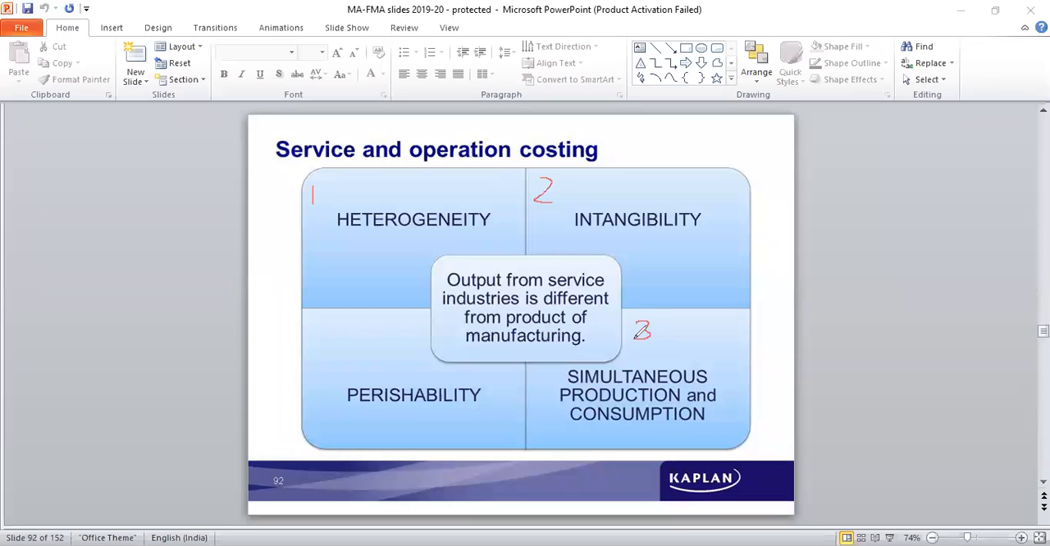Why are we calling it simultaneous production and consumption? Let's say, if the product is not purchased by the customer in the period in which it is produced, what can they do? They can carry it to the next period. If in January they produced, customer did not buy in January, they can carry it to February. February it would be sold.